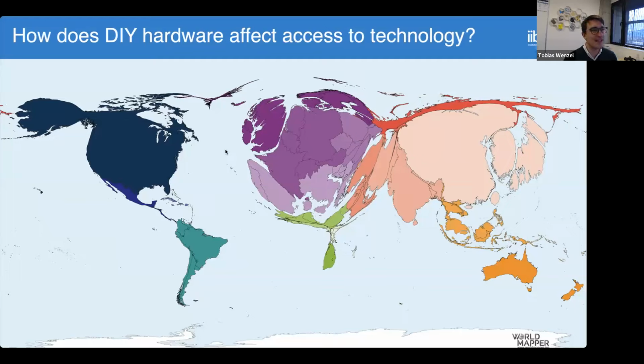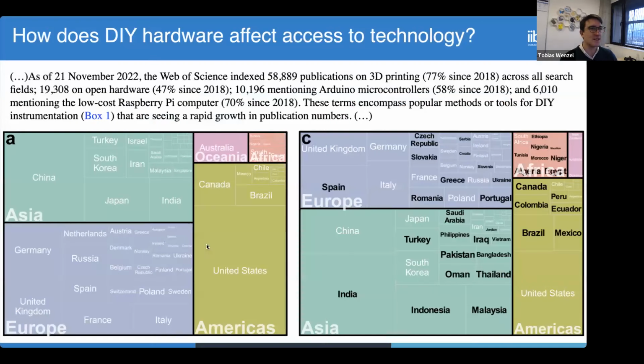So there are some places in the world like the US, England, Germany, France, China, Japan, that publish much more compared to other countries. So if we look at Latin America here, for example, it's really shrunk because the number of publications per capita is quite low. So we have to look at relative numbers. And I did this for the publication. I did a little bit of a data analysis.